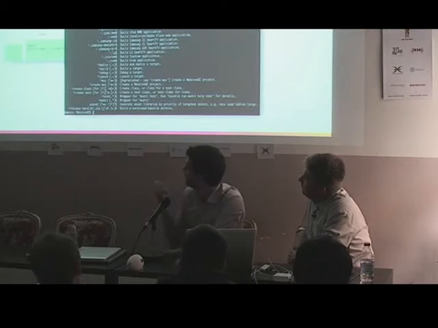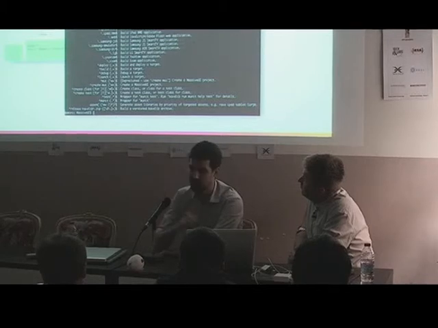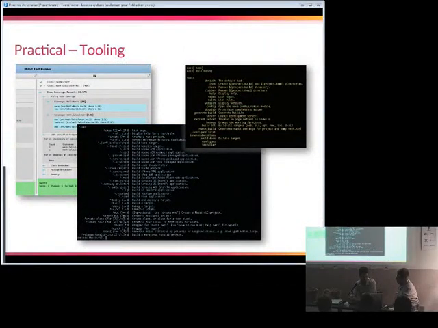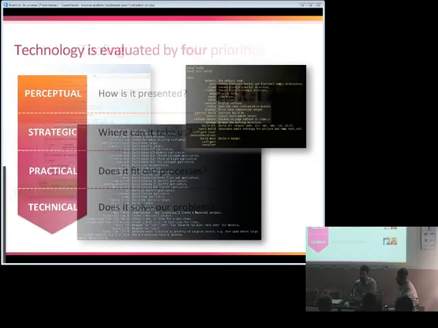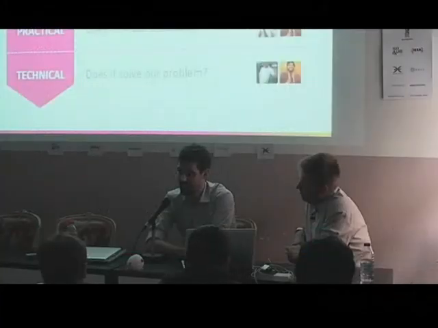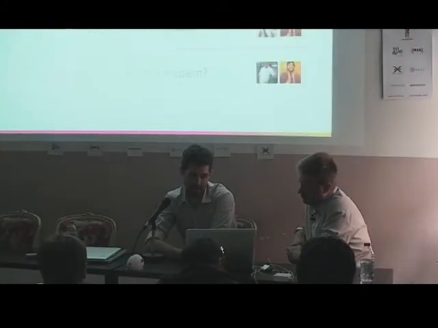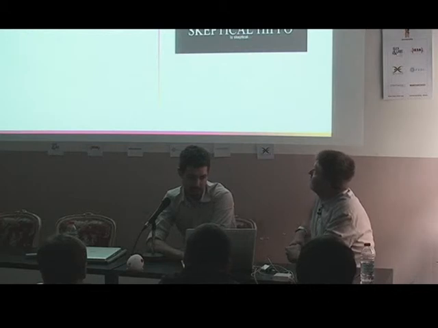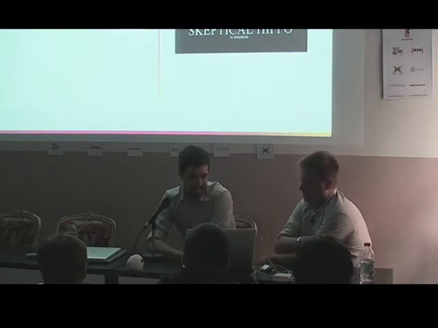Things we have up here are MUnit, MCover, and one of our internal build tools. We've invested a lot of time and effort into building a really streamlined workflow for these sorts of problems. So finally, funnily enough, the last on our list is the technical suitability of Haxe to a given problem.